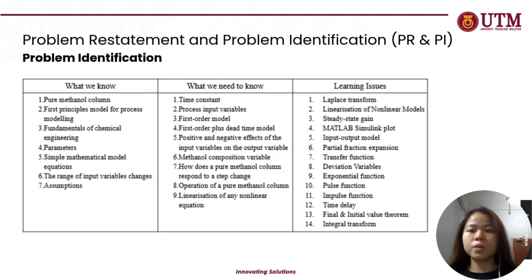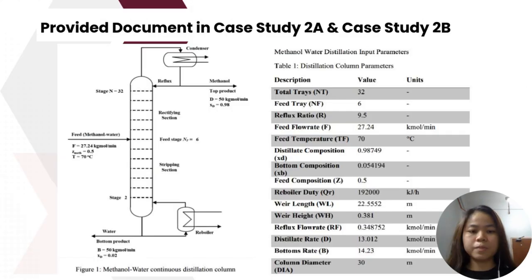Lastly, our learning issues were more technical. We had to learn how to apply Laplace transform, linearize nonlinear equations, derive transfer functions, and use MATLAB simulation to simulate system behavior. We also needed to understand tools like the initial and final value theorems, impulse and pulse functions, and how to interpret the simulation results. Together, this framework helped us focus our effort and build a deeper understanding of dynamic process control.